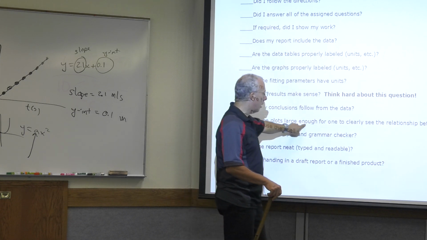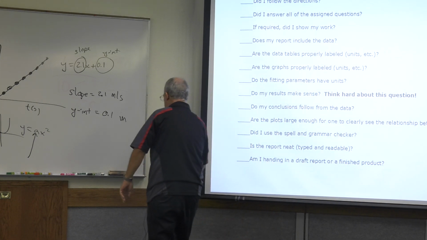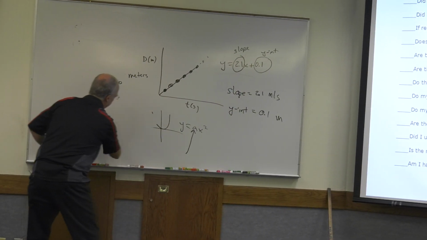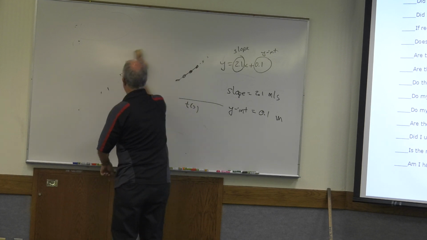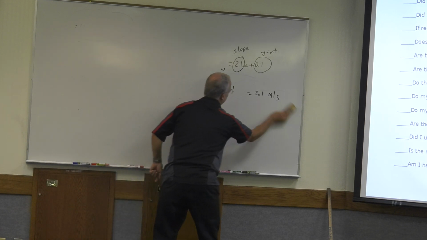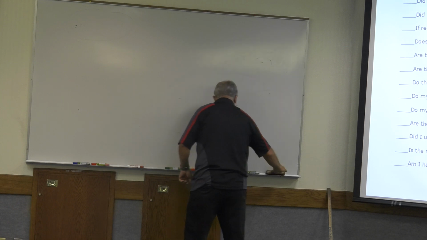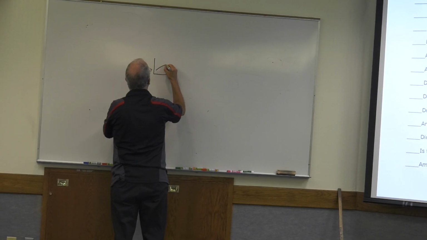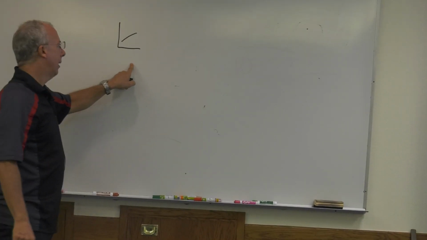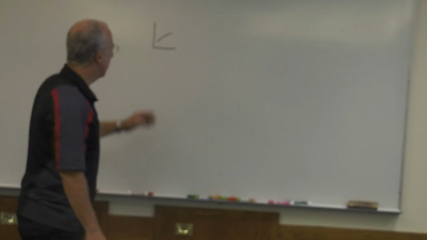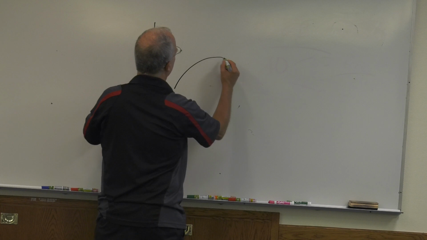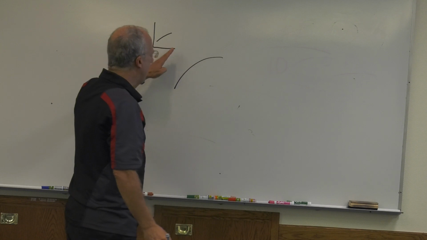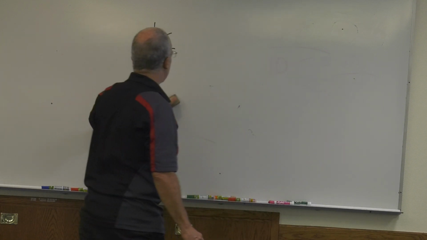Are the plots large enough for one to clearly see the relationship between the data points? I'm going to exaggerate a little, but let me show you what I'm talking about. Let's say we have a graph like this. Real small graph. Now, what is that? Is it a straight line, or is it like this? Is it a square root? What is it? You can't really tell because the graph is so incredibly small.